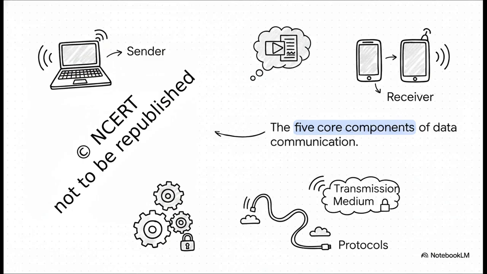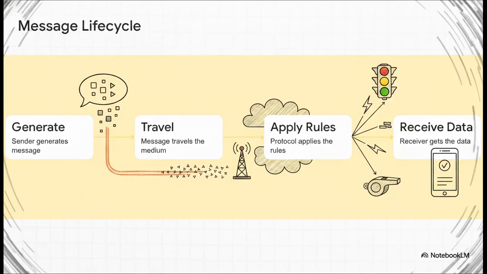Then you need the transmission medium. That's the physical or wireless path it travels on. And lastly, you need protocols, the rules of the road. Literally, if even one of these components is missing, the whole shebang fails. No communication whatsoever. Let's look at how this plays out in real life, step by step.